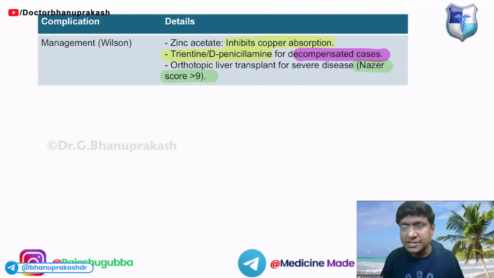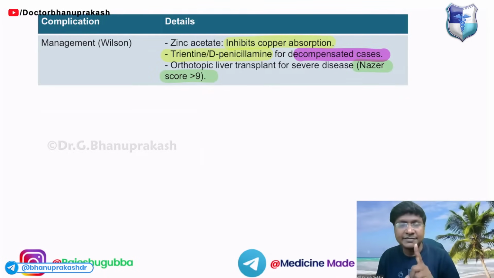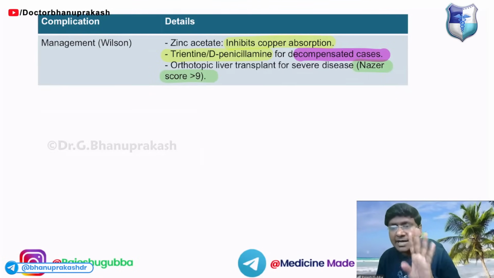So regarding Wilson's, what are the questions now? Gene, ATP7B gene. Which chromosome? Chromosome 13. Inheritance, autosomal recessive type of inheritance. What is the problem? Ceruloplasmin being deficient. What are the organs affected? That is liver, kidney, brain, eyes. Right? And accordingly, you have the manifestations.